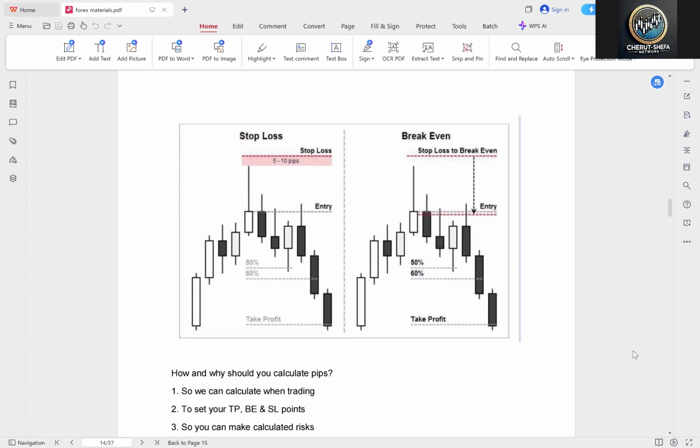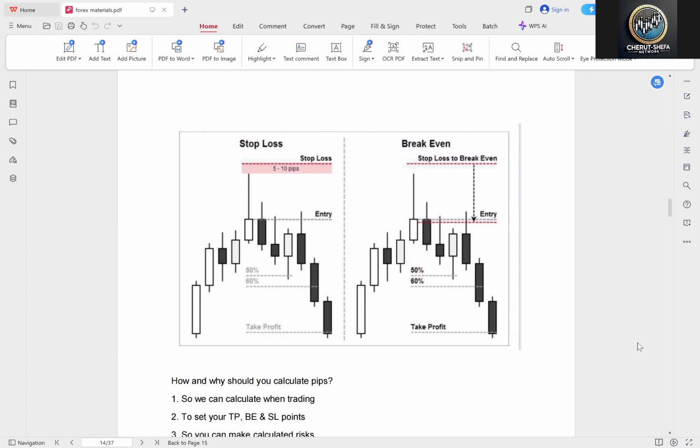Now, the moment you place your trade, you put your stop loss, you put your take profit, and then the trade starts running. Two things could happen. Either the trade goes immediately against you to hit your stop loss, or the trade begins to go in your favor.